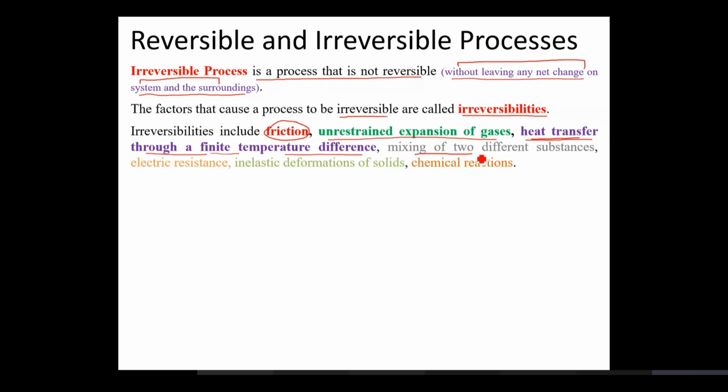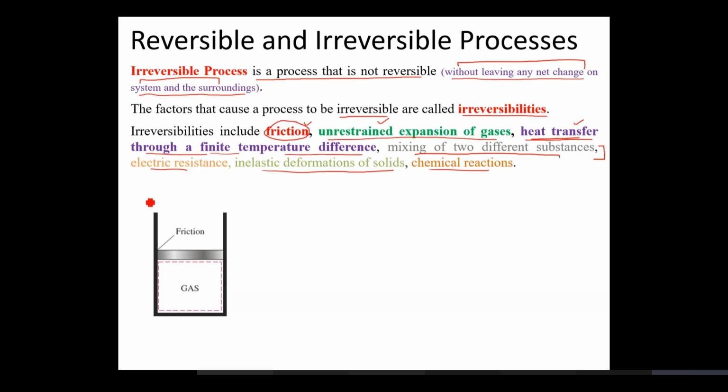We'll see how. Other irreversibilities include mixing of two different substances, electrical resistance, inelastic deformation of solids, and chemical reactions, mostly related to mechanics and chemistry. So I'll not discuss these four mechanisms, but we'll see friction, unrestrained expansion, and heat transfer as irreversible processes, and we'll try to understand how these processes are irreversible.